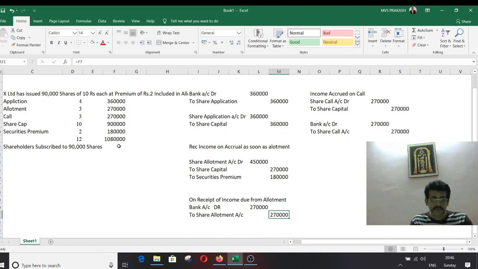Then this entry will change. Earlier you were receiving only 3. Now how much are you receiving? You are receiving 4,50,000. So bank account will be debited, share allotment account will be credited. Now the last entry would be the same. There is no change. So ultimately whenever the shares are issued at premium, the allotment due entry will change, and the allotment receipt entry will change accordingly. That's an illustration of the entries to be passed when the shares are issued at a premium. Now let us see.